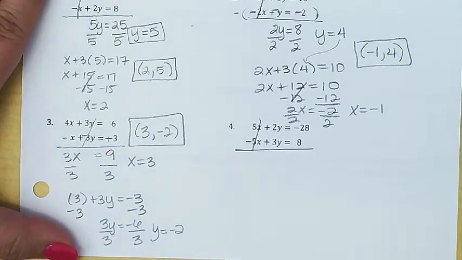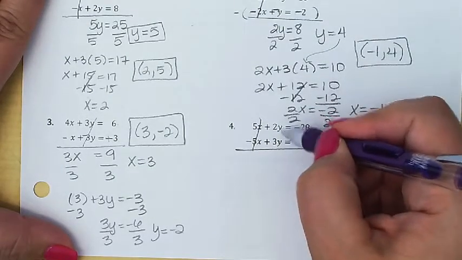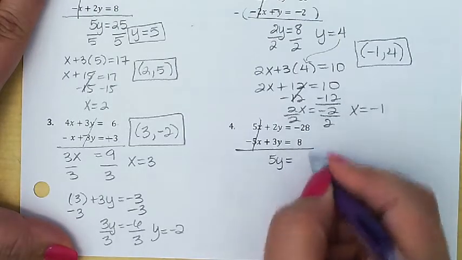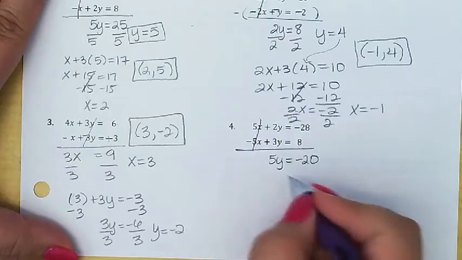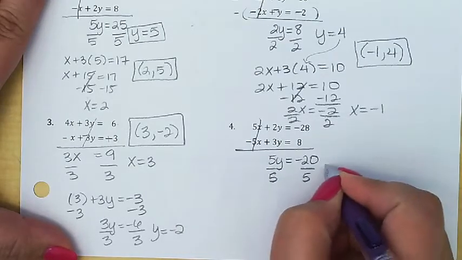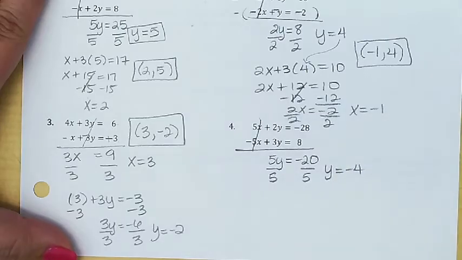So 5x minus 5x cancels. 2y plus 3y is 5y. And negative 28 and 8 is a negative 20. So there's our one variable equation. Turns out y is negative 4.